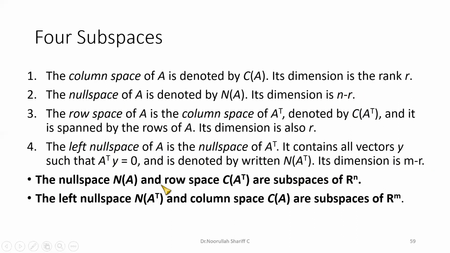So the null space N(A) and the row space C(A^T) are both subspaces of R^n. Their dimensions add up to n. The left null space N(A^T) and the column space C(A) are the subspaces of R^m.